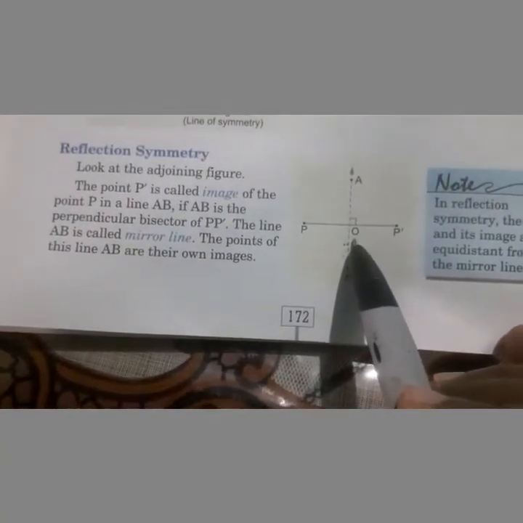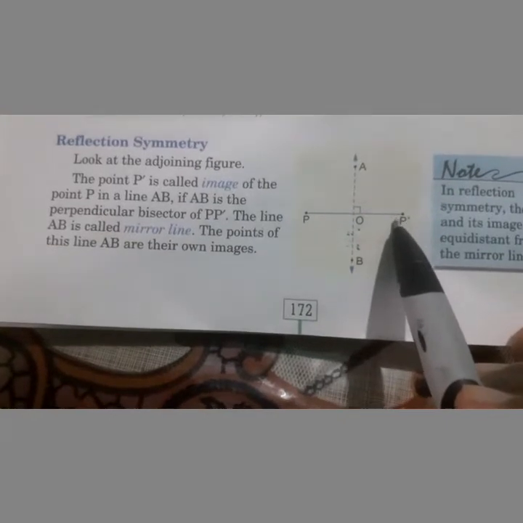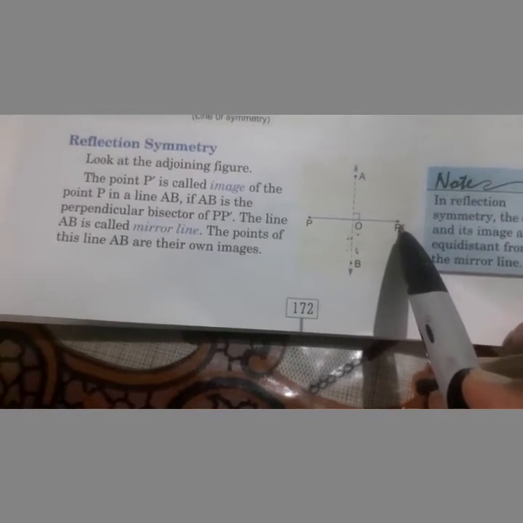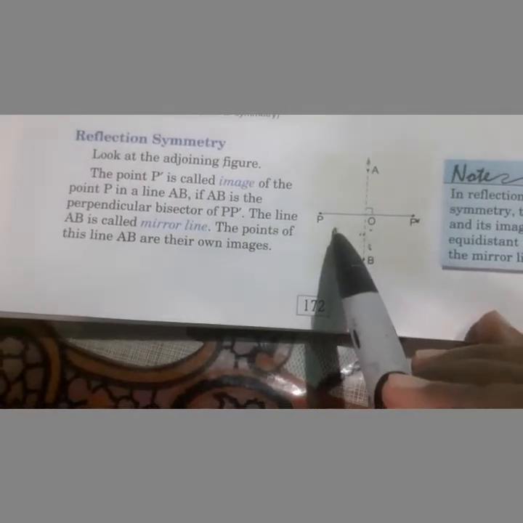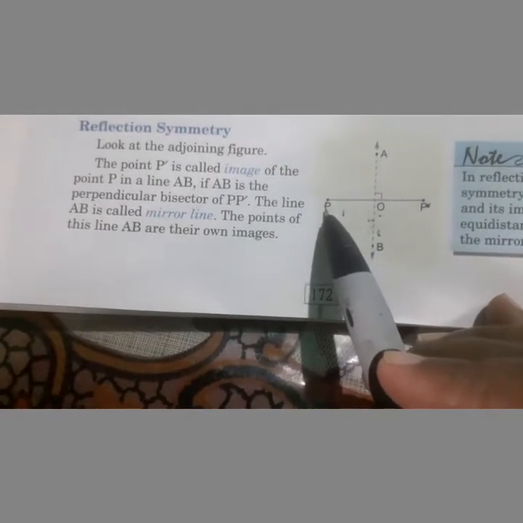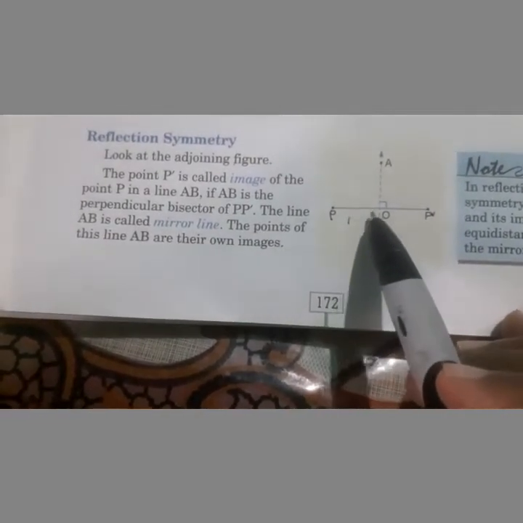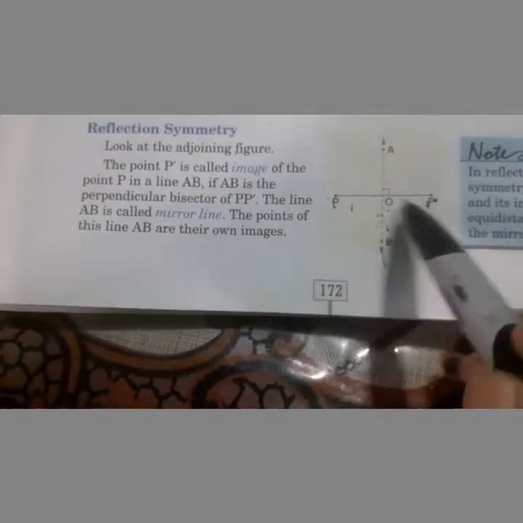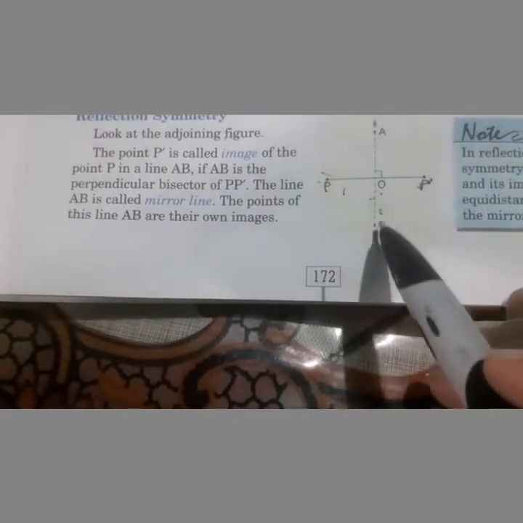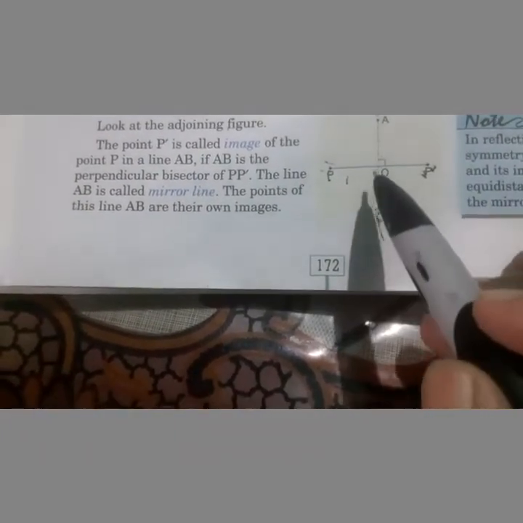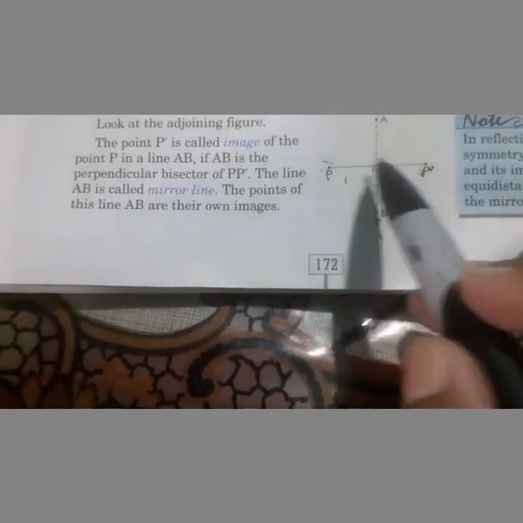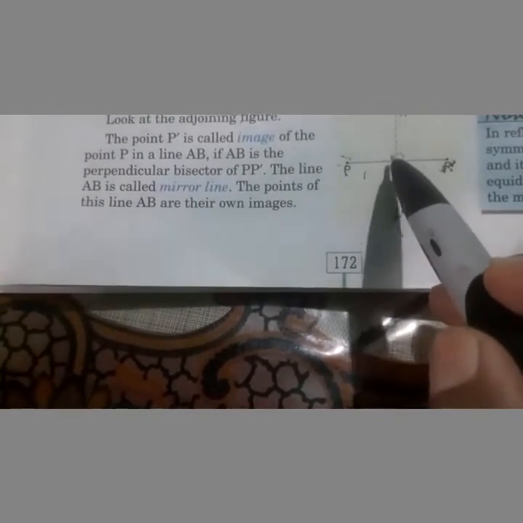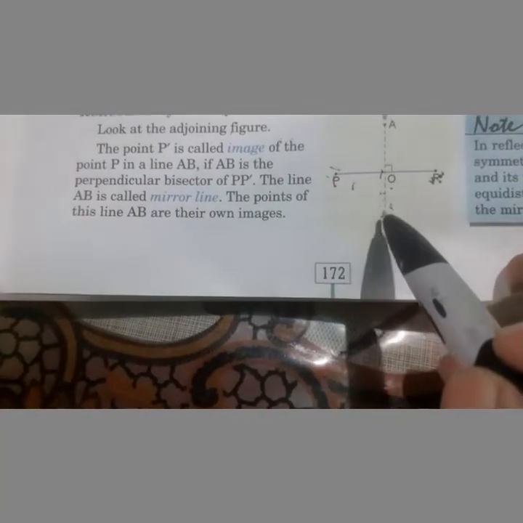So look at the adjoining figure. The point P dash is called the image of point P in a line AB. Where is P dash? This one is P dash, and this one is point P in a line AB. If AB is the perpendicular bisector of PP dash, suppose this is a line and we place a mirror just in between them, then the line AB is called the mirror line. The points of this line AB are their own images.